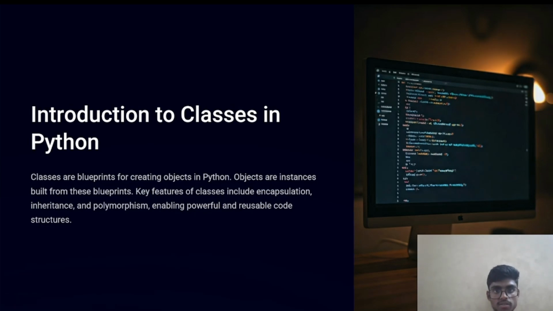Today our topic is classes in Python. Introduction to classes in Python. Classes are blueprints for creating objects in Python. Objects are instances built from a blueprint. Key features of classes include encapsulation, inheritance, and polymorphism, enabling powerful and reusable code structures.